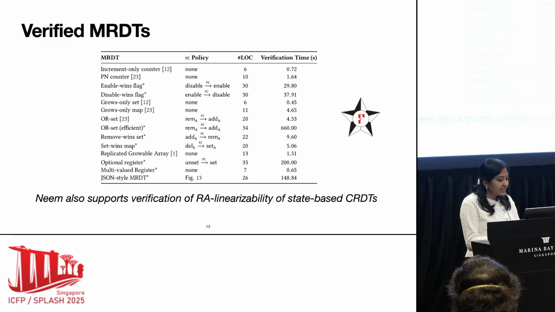Some of the MRDTs we verified are from previous work or translations of known MRDTs. We have also created and verified new MRDT implementations that are marked with a star. The second column in the table gives the conflict resolution policies we have used for the MRDTs, and this column gives the lines of code. The last column shows the verification time. During verification, we also found bugs in the earlier verified implementation, which we fixed in our work.